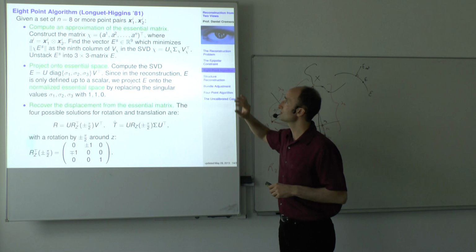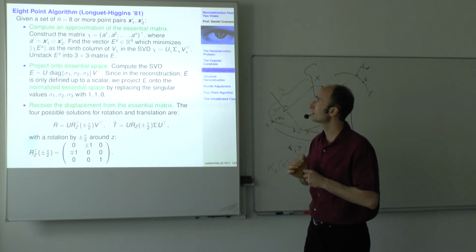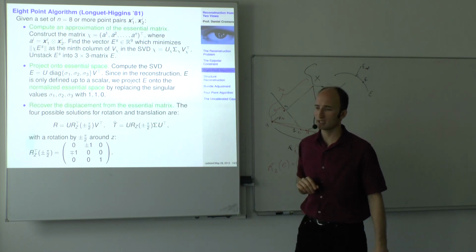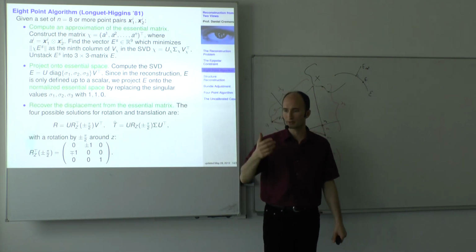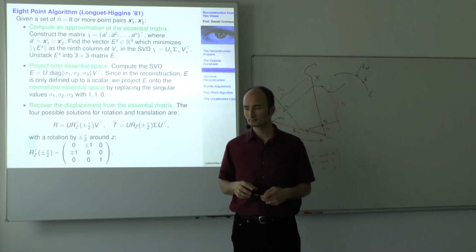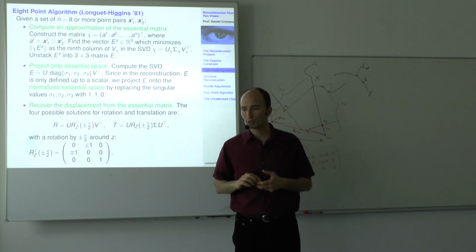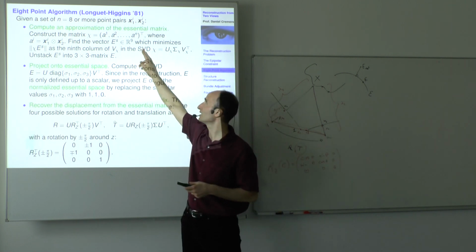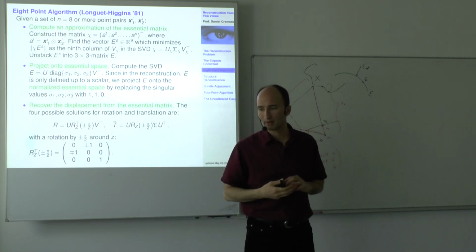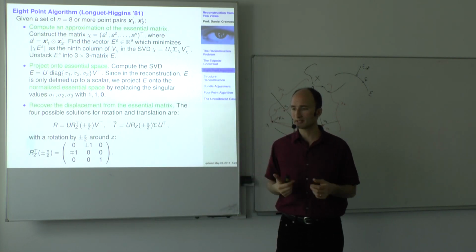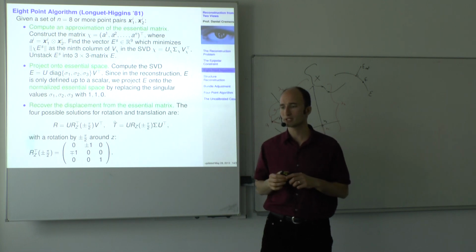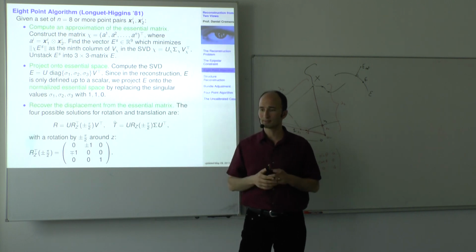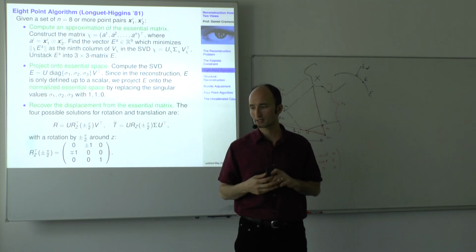So here's how it works. You assume that you have 8 point pairs given in both images. Call them x1i and x2i for i equals 1 through at least 8. And then we compute an approximation of the essential matrix in the following way. We stack all these point pairs into the matrix chi. So these are all the data that we have in the 2D images. And then we find the vector E stack that spans the null space of that matrix.